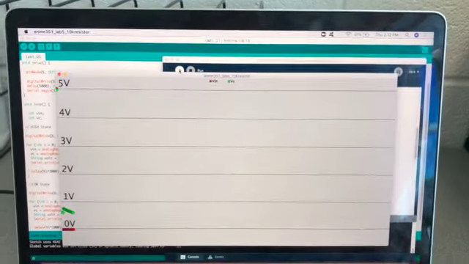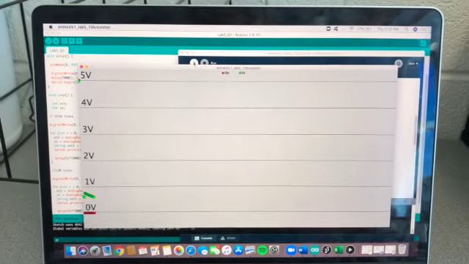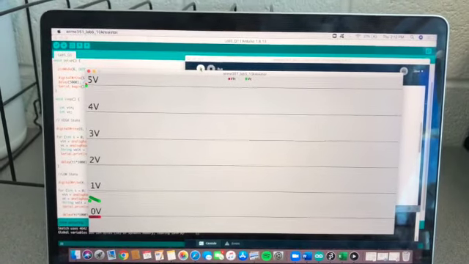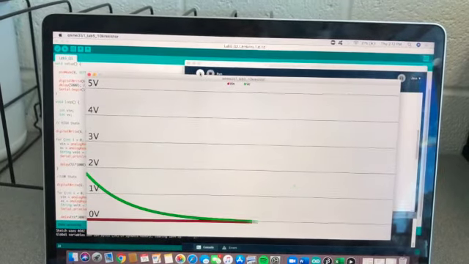Then, when I run the processing, you can see how the capacitor is gradually increasing and charging up when Vin is 5, and then it gradually decreases when Vin is 0.